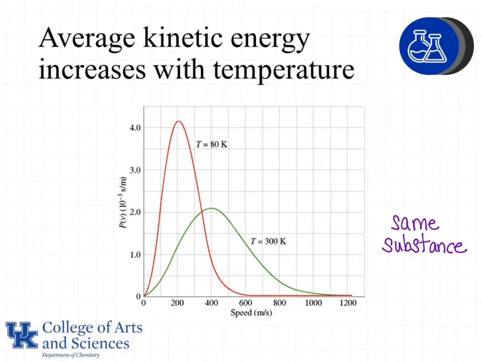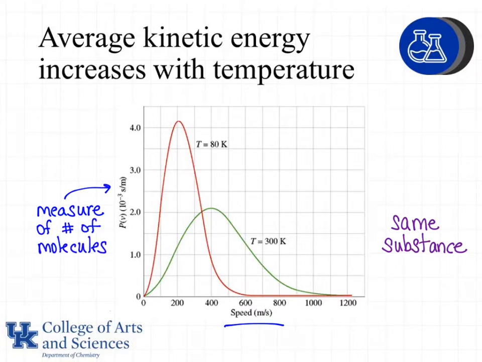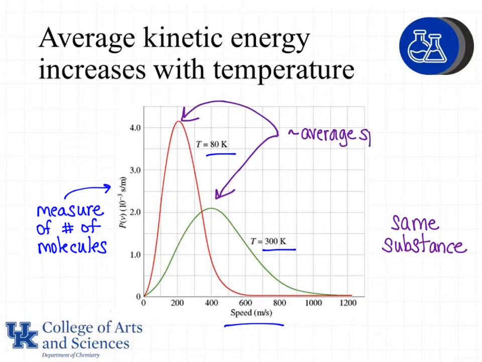So these curves show the distribution of speeds for the same substance at 80 Kelvin and at 300 Kelvin. On the x-axis, we have the speed in meters per second, and on the y-axis, this is a measure of the number of particles at that particular speed. We have one curve at 80 Kelvin and another at 300 Kelvin. And these peaks give us the approximate average speed of the molecules. So what we see is that as the temperature increases, the average speed of a molecule also increases.